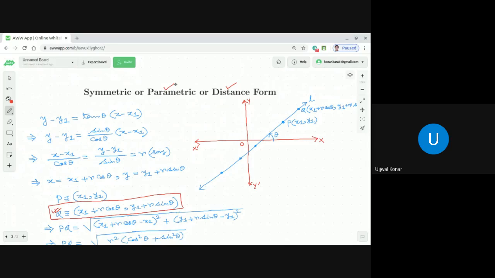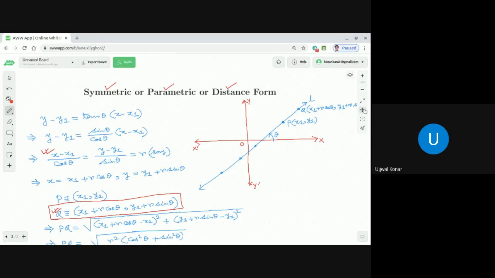And why is it the symmetric form, dear students? Because we write it in a symmetric manner: x minus x1 by cos theta is equal to y minus y1 by sin theta. That is why it is known as the symmetric form. This kind of equation is the symmetric form.